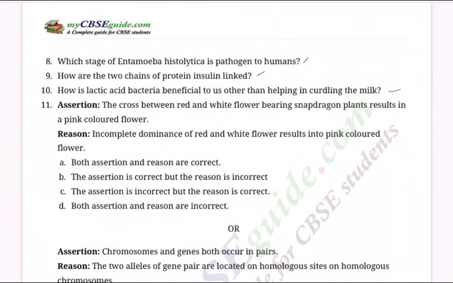I have been telling you, all the boys, even in the mess while dining, have curds. And the reason why I insist on you to eat curds is this lactic acid bacillus.